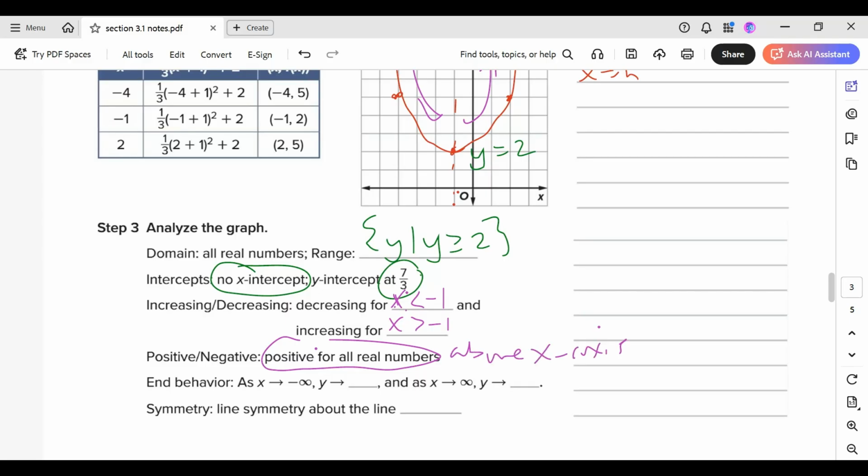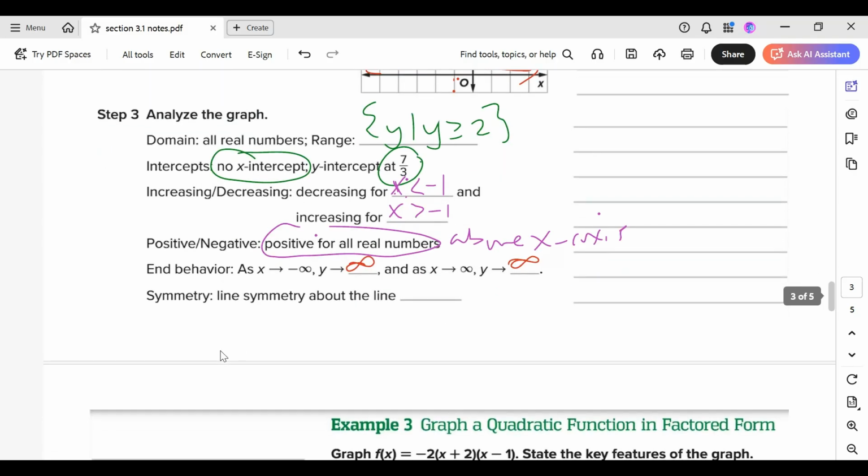Now, end behavior. End behavior is asking us what our y's are doing as x's go to negative and positive infinity. As x's go to the left, to negative infinity, we are opening up, so we're going to positive infinity. As x's go to the right, positive infinity, the y's are also opening up to positive infinity. Our line of symmetry, as I stated earlier, is the line where it's going to split. So the line of symmetry is going to be the line x equals -1.